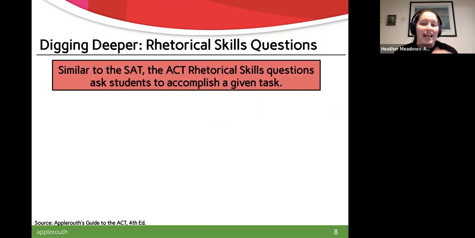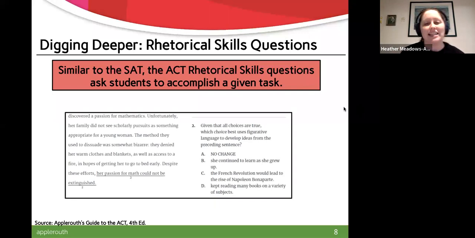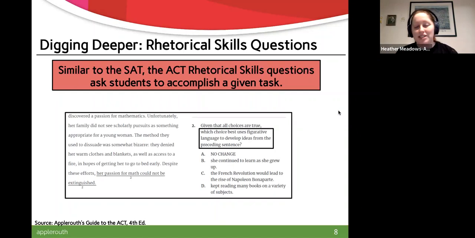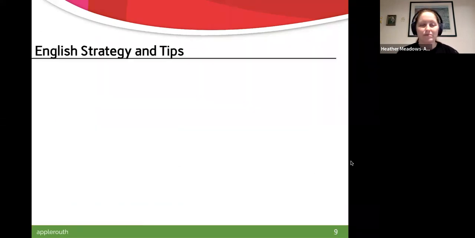Similar to the SAT, the ACT rhetorical skills section asks you to accomplish a given task. That question would look something like this. Given that all choices are true, which choice best uses figurative language to develop ideas from the preceding sentence? So, right, we need to know figurative language. We need to be able to identify that. And we also need to continue to develop the idea from the preceding sentence. That's kind of what this rhetorical skills section means. Again, what's the best way to say something? What's the best way to accomplish the task they're giving you?